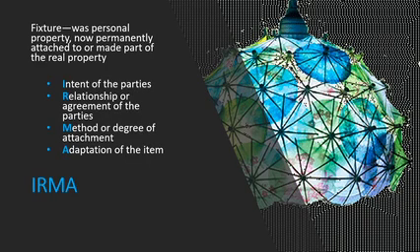The way the courts determine whether an item is part of the real property is by the test IRMA. A fixture was personal property now permanently attached to or made part of the real property. IRMA: I, the intent of the parties. R, relationship or agreement of the parties. M, method or degree of attachment. And A, the adaptation of the item.